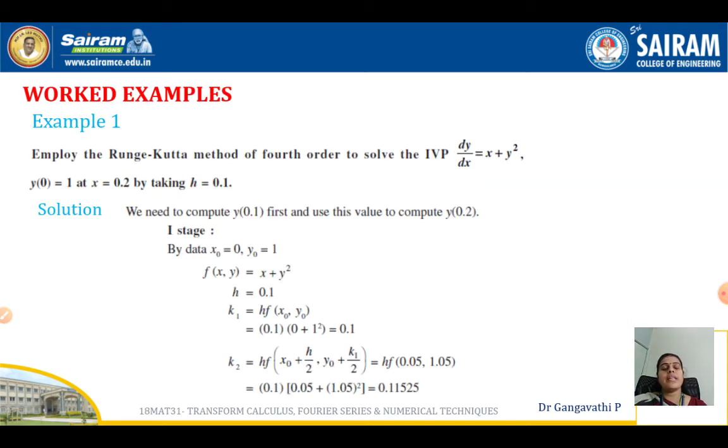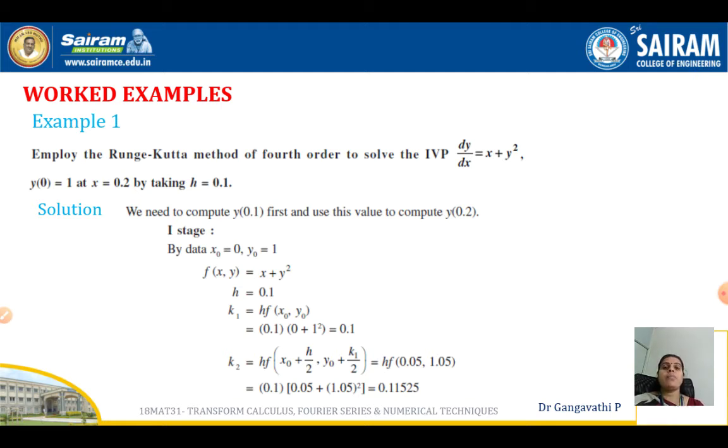Let us understand in a better way by solving one of the problems. Consider example 1. Employ the Runge-Kutta method of fourth order to solve the initial value problem dy by dx is equal to x plus y square, with the initial condition y of 0 is equal to 1, at x is equal to 0.2, by taking h is equal to 0.1. You are already familiar with using these values and the step length from the previous two methods. The same condition applies here also.